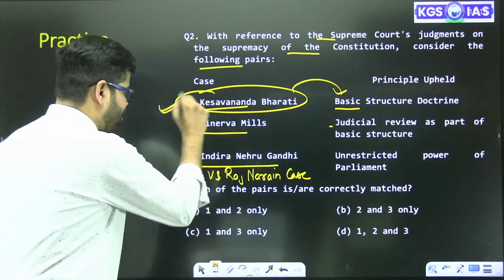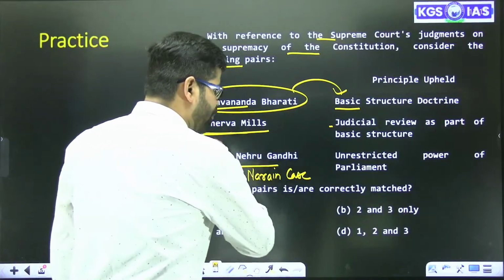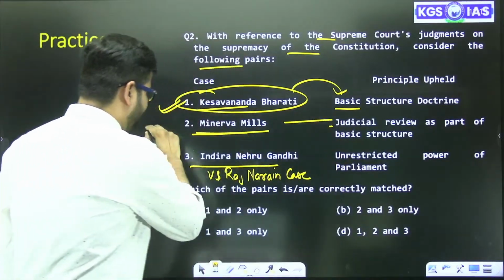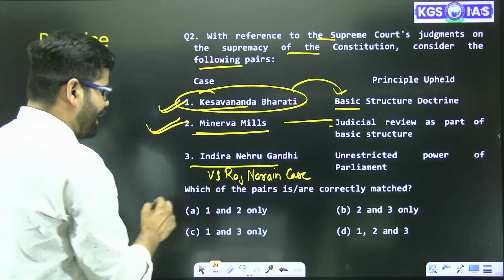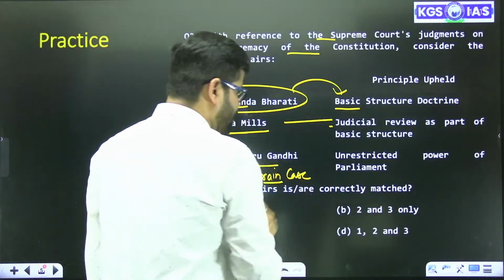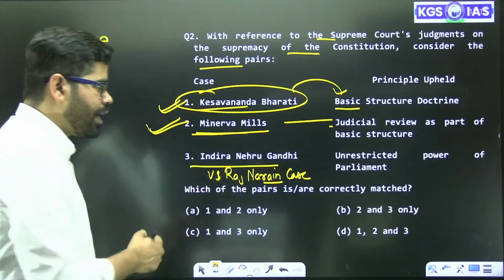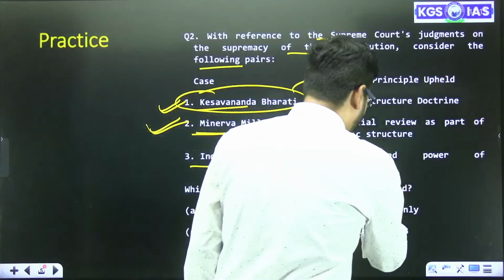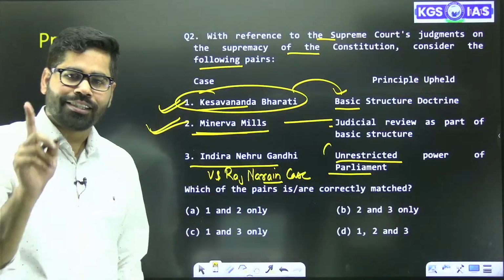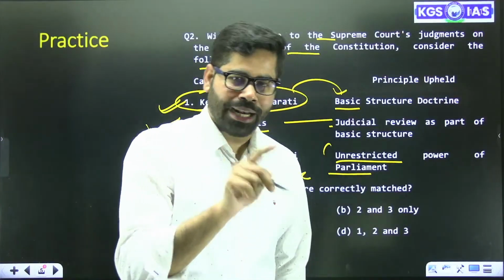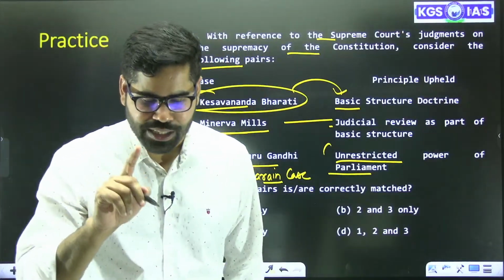So here it is correct. Second is Minerva Mill case, judicial review as part of basic structure. That is also correct. Third one is saying Indira Nehru Gandhi versus Raj Narayan case. Here it is not about unrestricted power of parliament. In fact, it was said that the parliament's power to amend the fundamental rules is very much limited.